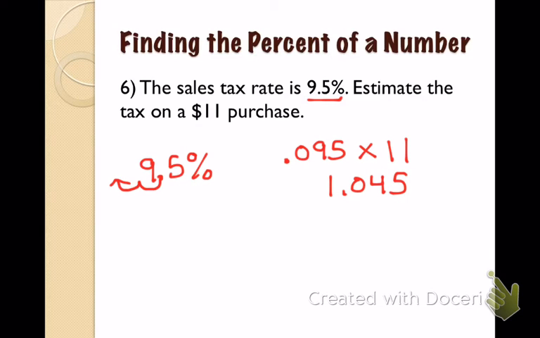Money does not have 3 decimal places. It goes to the hundredths, not the thousandths. So we're going to cut that off. So that would make my tax on the $11 purchase $1, and this right here is 5. So 5 and bigger rounds up. So we're going to go up. That's going to be $1.05 of tax.